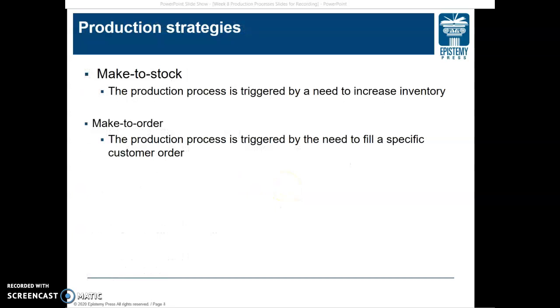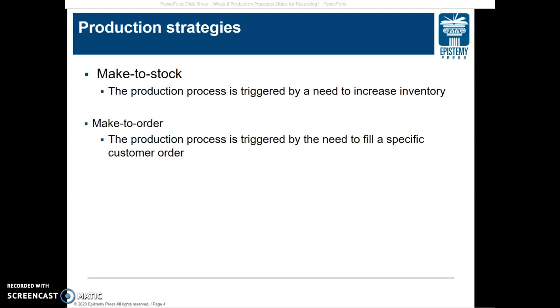So there are 2 main production strategies. The first one is the make to stock. This is where you make things, it's triggered by a need to increase inventory. So this is usually a result of forecasting and deciding what you think you will sell. And inventory is typically stored in a warehouse until it's used to fulfill customer orders. And when it falls below a certain level, then it triggers the make to stock process. So Apple, they do that for their computers. They anticipate how many computers they will sell, and they make to that forecast.